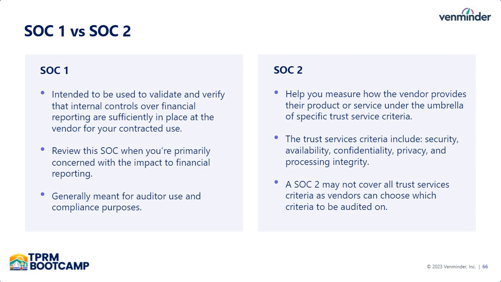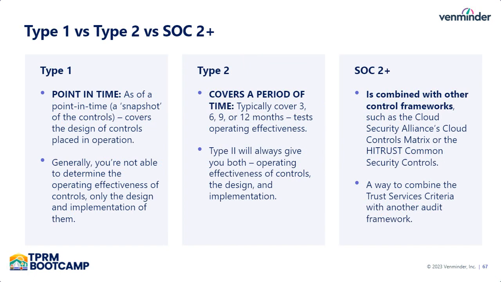Okay, so when we talk about SOC 1s and SOC 2s, we also need to talk about the different types that they can come in. Each SOC can be done as a type 1, which covers a point in time, or a type 2, which is performed over a period of time, typically 6 to 12 months. As type 1s are only a point in time, generally you're not able to determine the actual operating effectiveness of controls, only the design and implementation of them, whereas a type 2 is going to give you both.